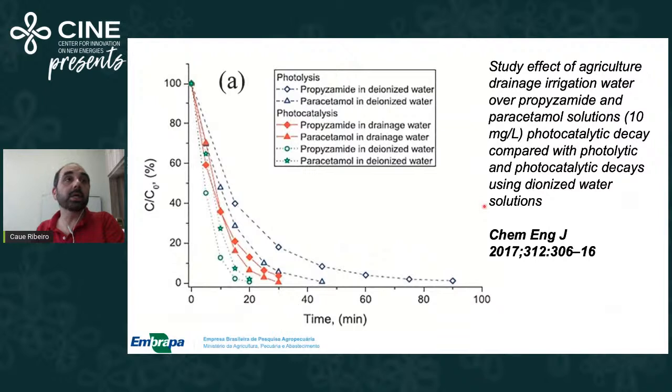So we can extend this to other molecules, for instance, medicines that are used for the treatment of cattle, in different diseases of cattle. And you see again that the problem we have is how these pesticides, these molecules, are dispersed in water and disposal water. You see, for instance, for these two medicines, propyzamide and paracetamol solutions, using deionized water and using drainage water, that the difference among them is perceived.